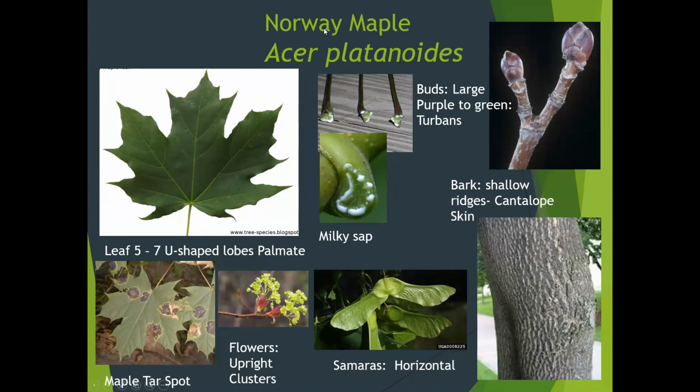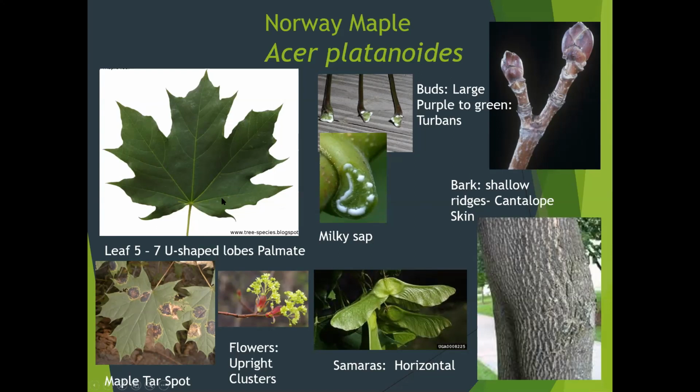And that's another way you can tell. If you're walking down the street, you'll see it as a street tree because it's very tough. It can survive rough conditions. And you'll often see that even the grass is having trouble growing beneath it because the shade is so dense. But you can see this 5 to 7 U-shaped lobes, and it's a palmate leaf. It's a lot like the sugar maple. It's really hard to look at them and tell them apart.